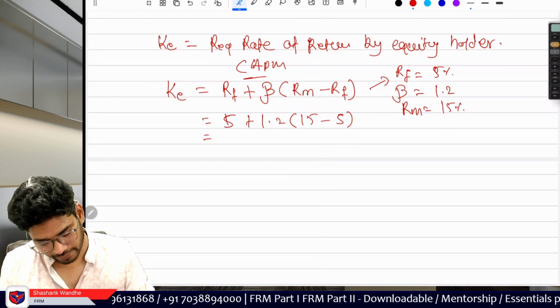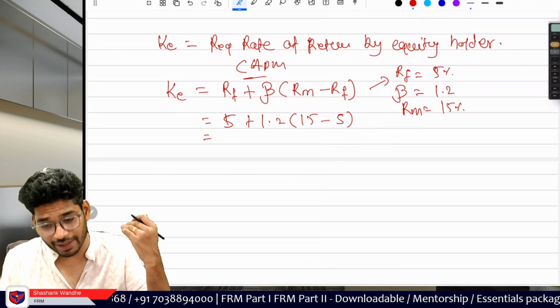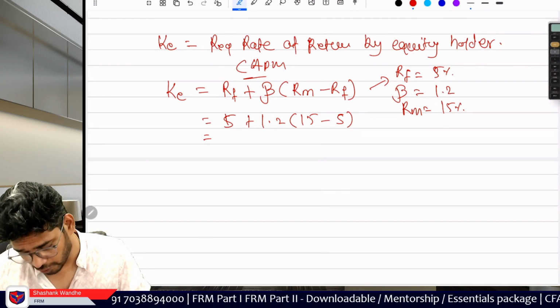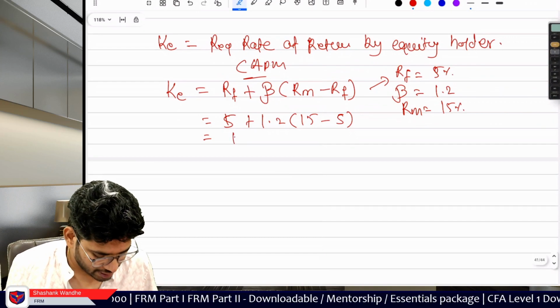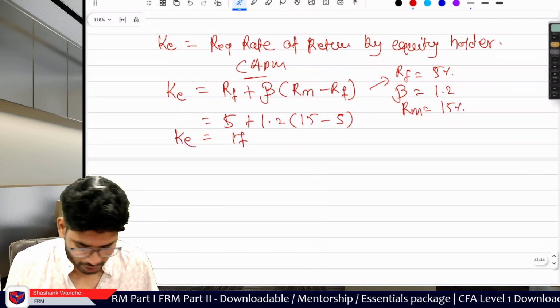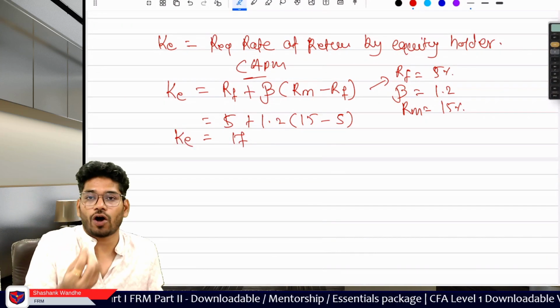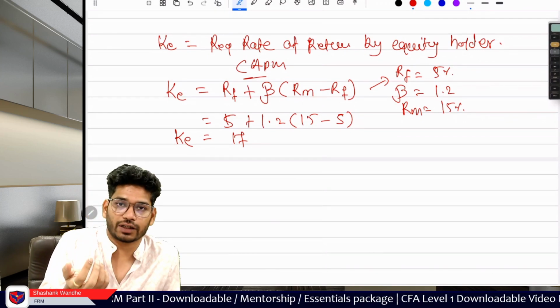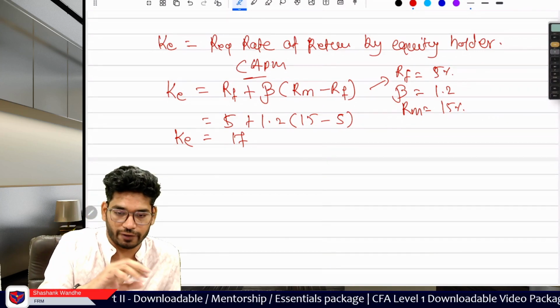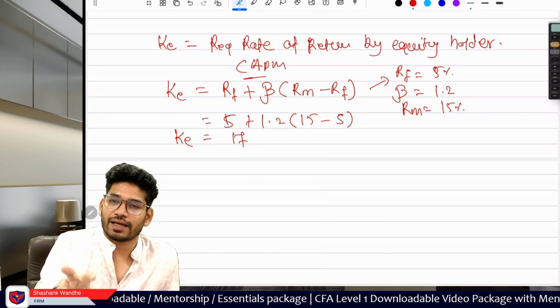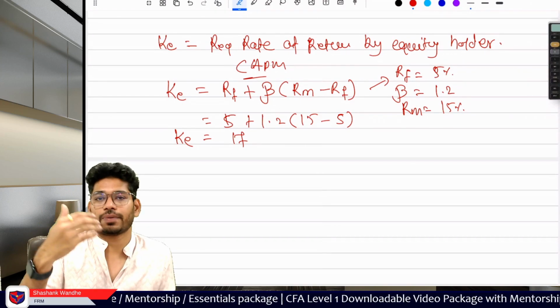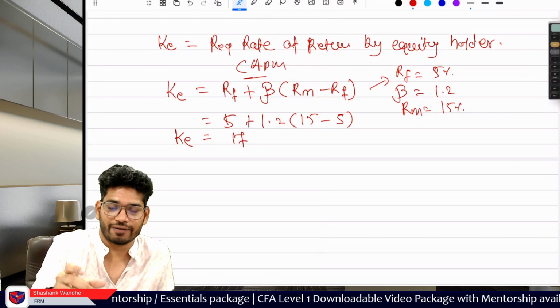15 minus 5. I'm going fast here because I'm assuming you already understand this concept from portfolio management. We have a detailed discussion in portfolio management. So the answer is 17. So K is 17. This K, the cost of equity or required rate of return, is also known as the cost of equity. So the cost of equity, or required rate of return by the equity holder, is 17%. So if K is 17%, then for discounting we will use 17%.